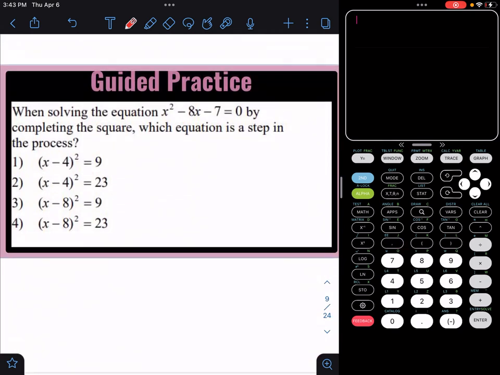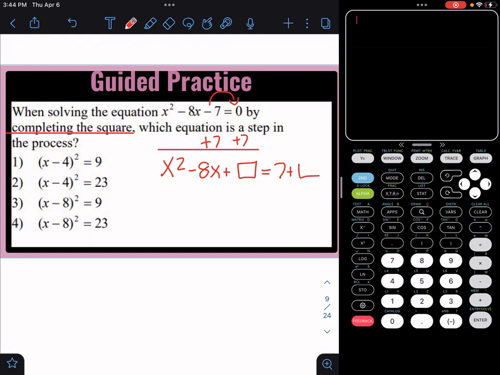So, when solving the equation by completing the square, which is a step in the process? Okay, first I know I need my constant on the other side. So I'm going to add 7 to both sides, and I will get x squared minus 8x. I know they said we're completing the square, so that means I'm going to do plus a box on each side, equals 7 plus a square.